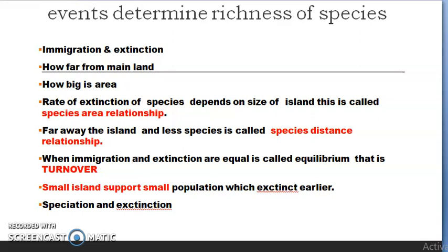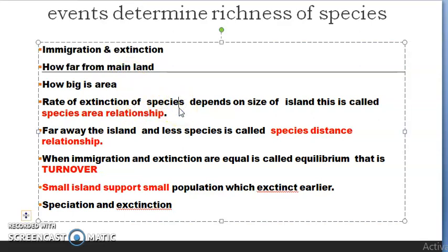Now, what are the events which determine the richness of species in an isolated area? First are immigration and extinction. Another point is how far the island is from the mainland and how big the area is. The rate of extinction of a species depends on the size of the island. This is called the species-area relationship. If the area is bigger, then the extinction will be less. The farther away the island, the fewer the species; this is called the species-distance relationship.